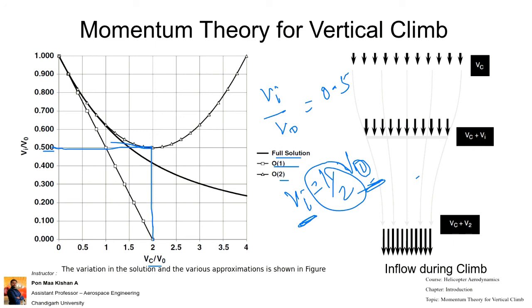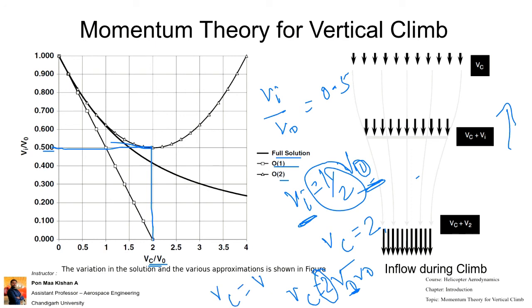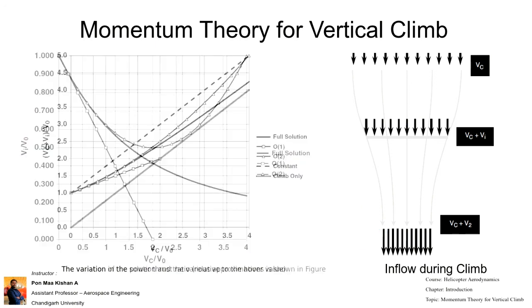Here also, correspondingly, the same factor is indicated with respect to Vc, that is 2. So Vc by V naught is multiplied by 2. Only if you are attaining 2 times the induced velocity will our helicopter go up. If Vc is equal to V naught, or half of V naught, then the helicopter will be in the hovering condition itself. I hope you understood this with respect to the graphical representation.